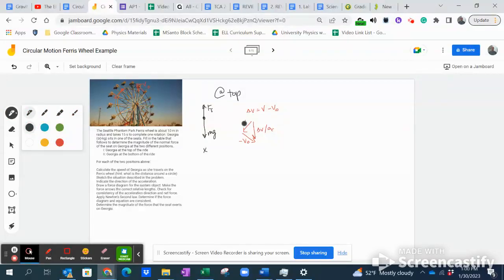Okay, so they're asking us to find the speed. Here the speed is going to be the distance traveled over the time, and the distance around a circle is 2 pi r over the time. So this is going to be 6.28 times a radius of 10 meters divided by 15 seconds, which will equal 4.2 meters per second.